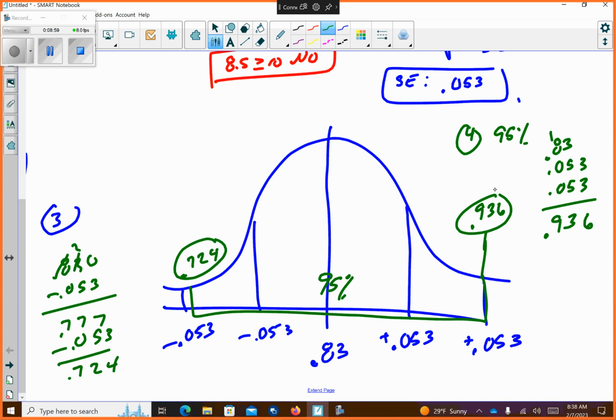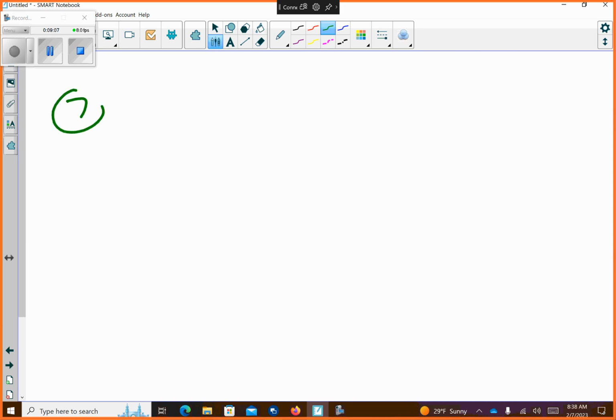What is the minimum sample size needed to pass these assumptions? Oh, okay. This is a good one. Number 7. So I know that I have n times p is greater than or equal to 10, and I know that I have n times 1 minus p is greater than or equal to 10.